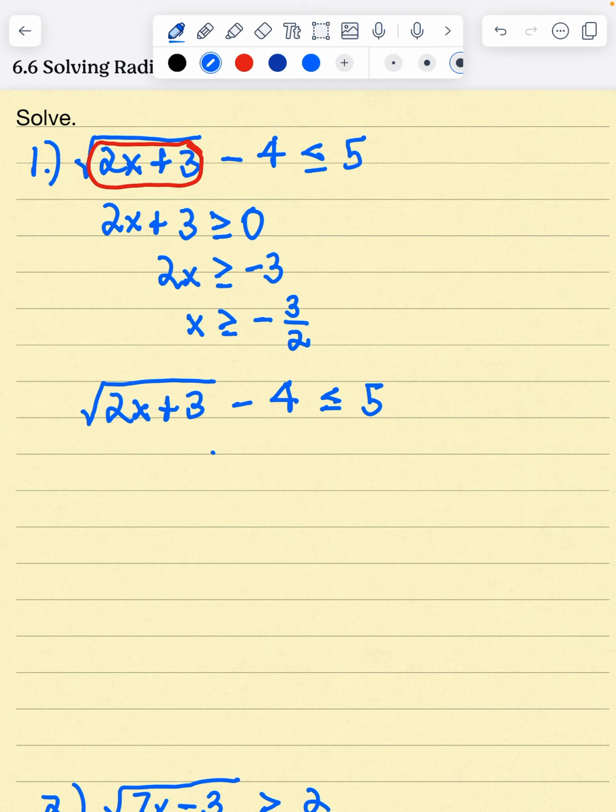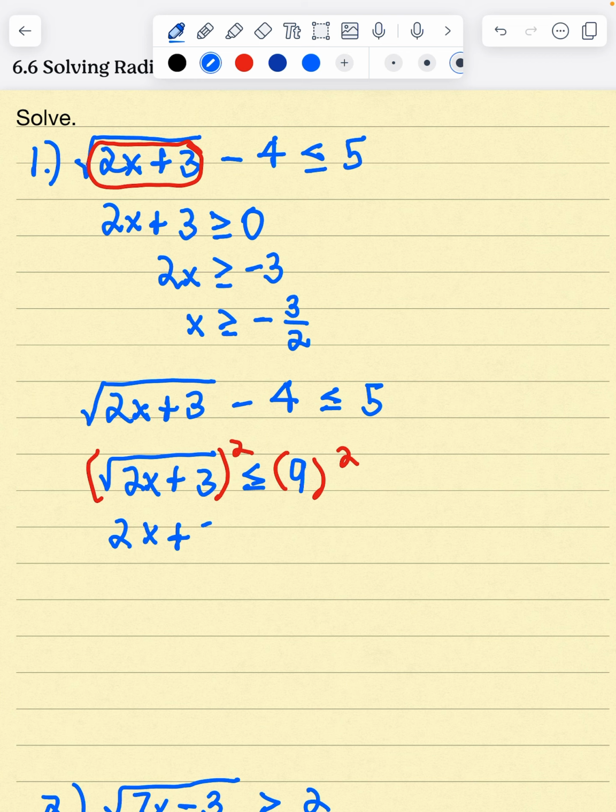I'm going to isolate the square root of 2x plus 3 by adding 4 to both sides, which gives me 9 on the right. And now I'm going to square both sides. On the left, I get 2x plus 3 is less than or equal to 81. I will subtract 3 from both sides, which gives me 2x is less than or equal to 78. And then I'll divide both sides by 2, which gives me x less than or equal to 39.